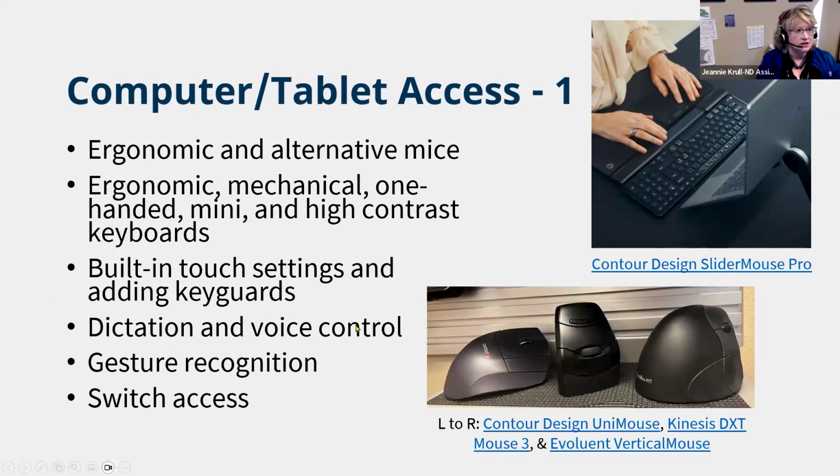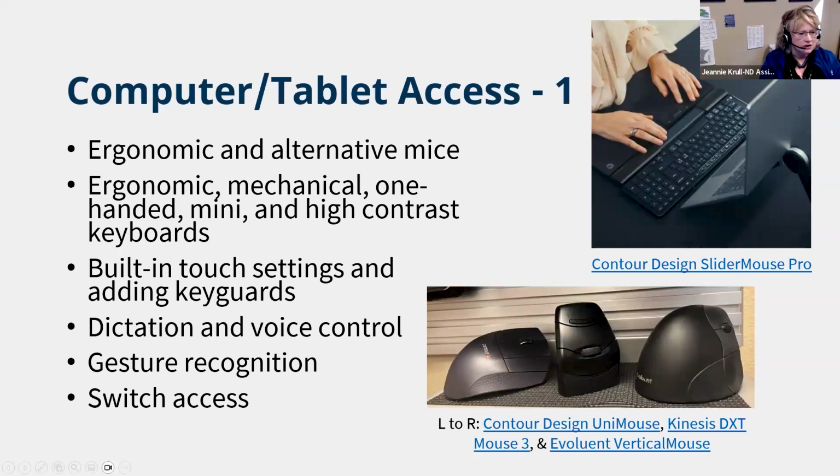Dictation and voice control: there's add-on software, Dragon, which many of you have probably heard of, but there's also built-in speech recognition on both tablets and computers. And then there's gesture recognition with cameras, and on tablets, swiping and different types of gestures on the screen. And then switch access, which goes back to my comment earlier about having just one voluntary muscle, like being able to move your head. You can switch scan across the computer to get to the different functions, and it can be very slow, but still possible.